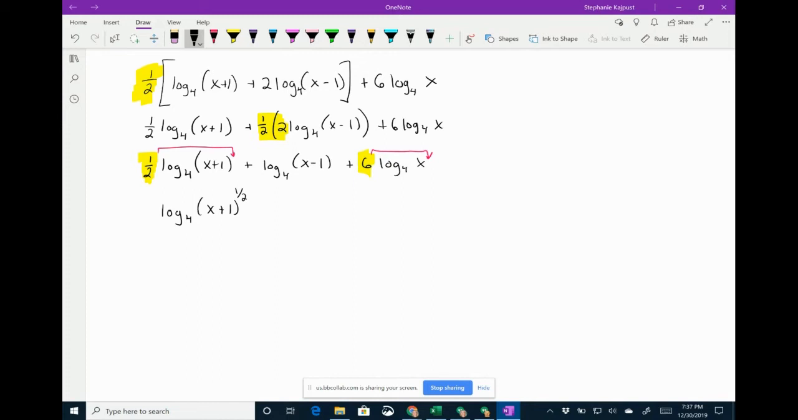Okay, so the middle term doesn't have any exponent, so that's just going to stay log base 4 of x - 1. And then the last term is going to be log base 4 of x to the 6th.